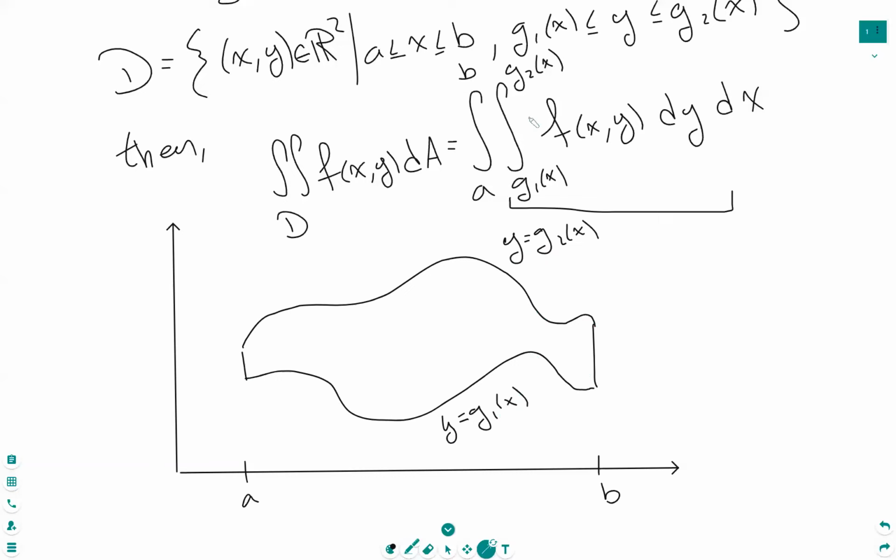This first integral, the innermost integral, is summing up the traces at any fixed x, right? So I have some fixed x, and I add up the trace in that direction, starting from this point to this point. So it goes from here to here, right? Any fixed x gives me the area of the trace in this corresponding direction.